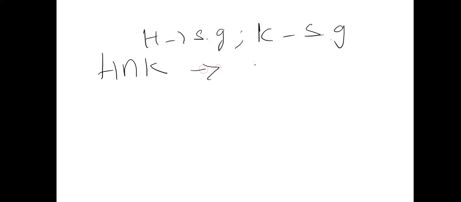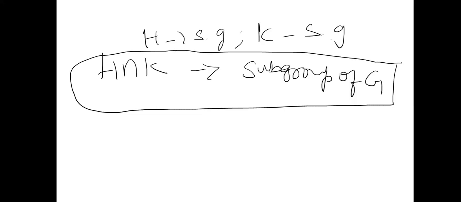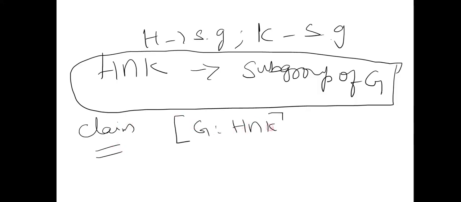So basically we have H is a subgroup and K is again a subgroup. Since these two are subgroups, H intersection K is a subgroup of G. That is the first point that we have to note. Right? H intersection K is a subgroup of G. And now we are gonna prove H intersection K is also of finite index. That is, the index of H intersection K is finite. That is what we are gonna prove.